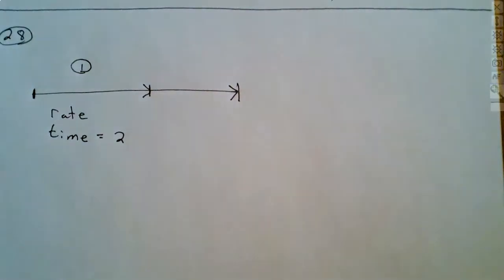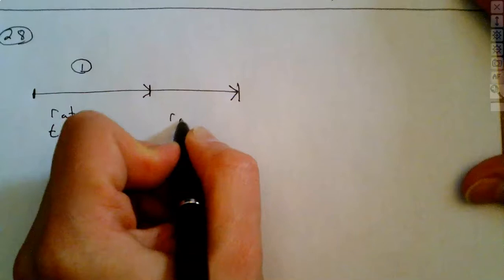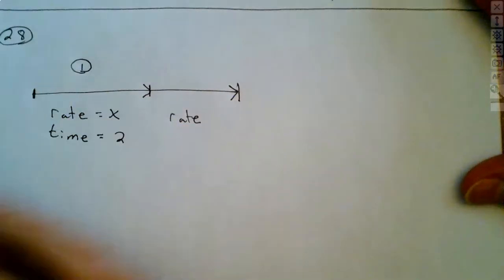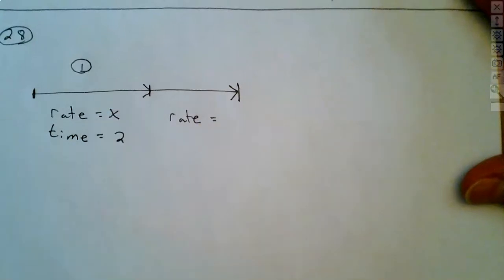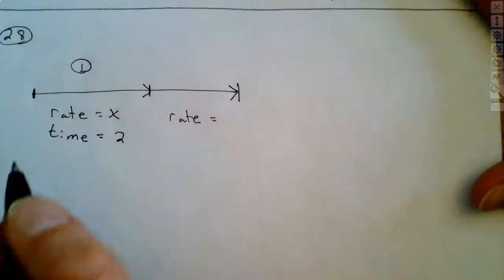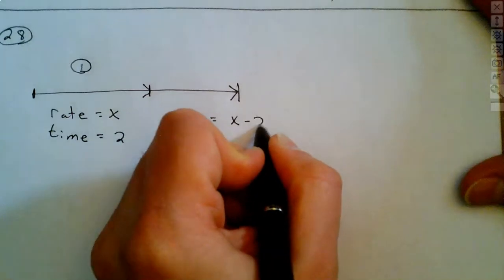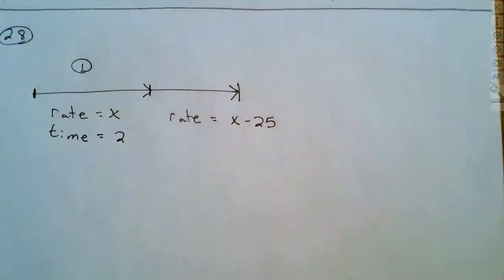Then she hit rush hour traffic, and her rate was slowed by 25 miles per hour. We don't know the rate of speed of the first part of this trip, so we'll call this x. For the second part of this trip, it's slowed by 25. So that means it's going to be x minus 25. Rush hour traffic slowed her rate by 25 miles per hour.